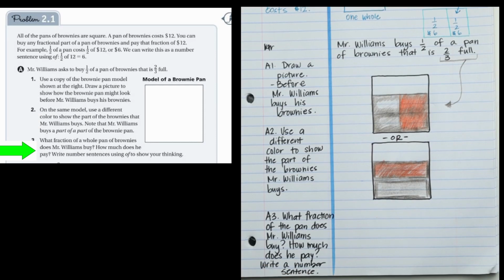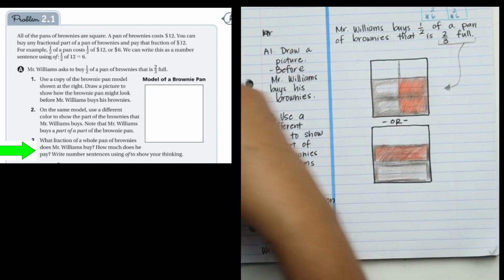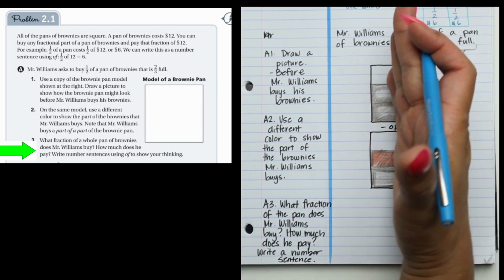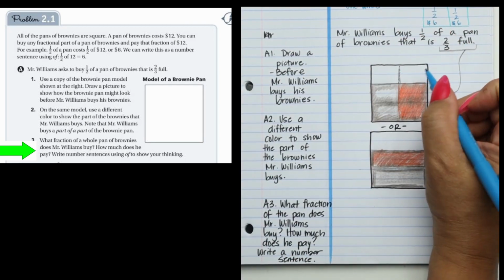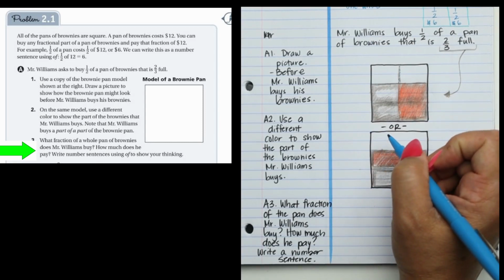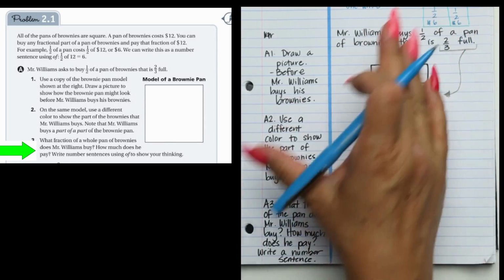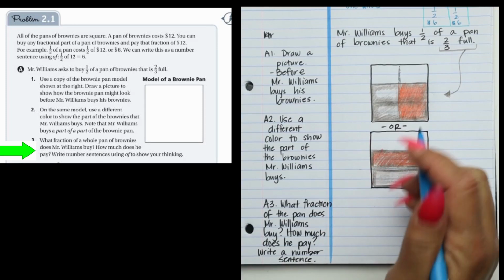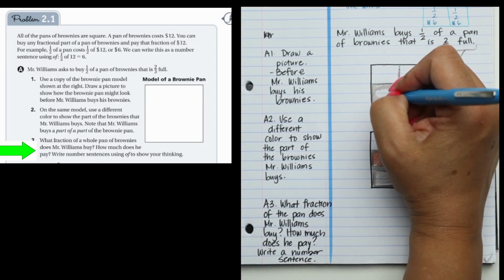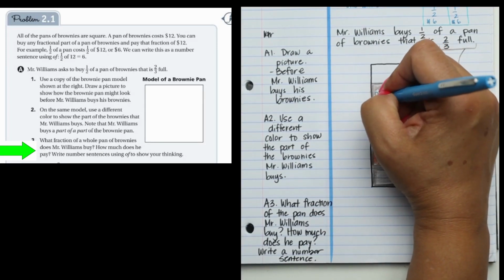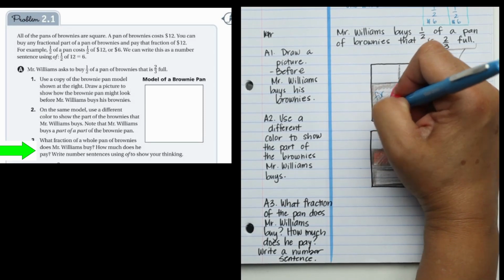What fraction of a whole pan of brownies does Mr. Williams buy? How much does he pay? And write a number sentence using of to show your thinking. When we're looking at the pan, we're looking at what fraction of the whole pan does Mr. Williams buy. So this is for Mr. Williams. These two are for Mr. Williams.